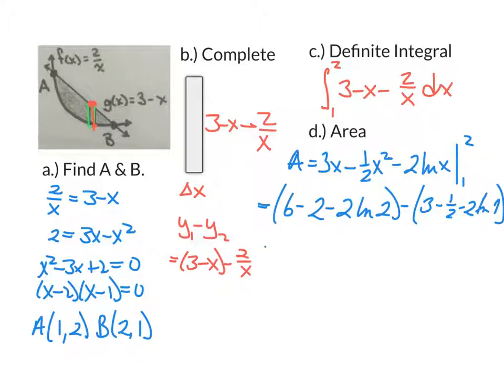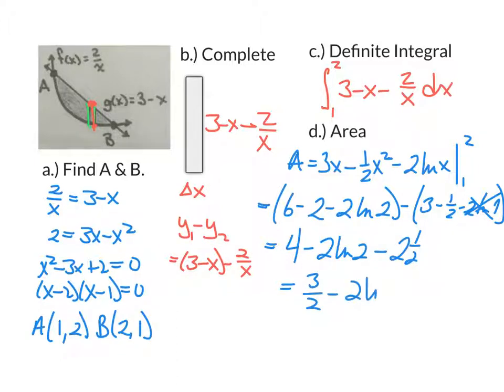And it's all simplifying now. 4 minus 2 natural log of 2 minus 3 minus a half is 2.5. Natural log of 1, though, is 0, so this term is just going to turn into 0. 4 minus 2.5 is 1.5, so 3/2 minus 2 natural log of 2 is going to be the area of the region bound by f of x and g of x.